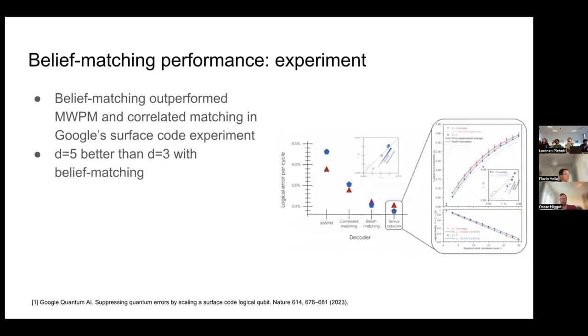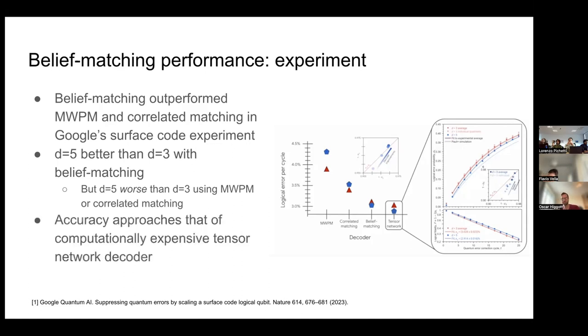And this was also used in this recent Google experiment. This is to show why this is also useful to implement experiments. Belief matching outperformed matching and some other decoders, and was used in Google's surface code experiment last year to show that scaling a surface code from distance 3 to distance 5 reduced the logical failure rate. It turned out the only efficient decoder that was accurate enough to do this was belief matching, and the other ones didn't. So that shows that increasing the threshold can be the difference between achieving suppression of errors or not. And the accuracy approaches that of much more computationally expensive tensor network decoders.